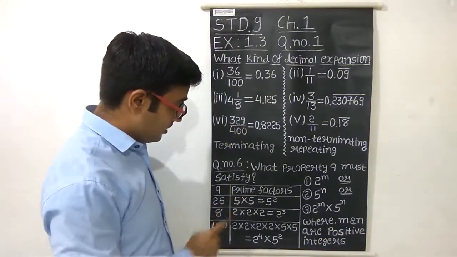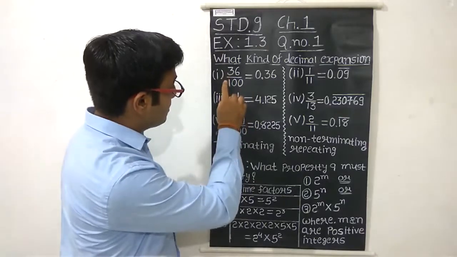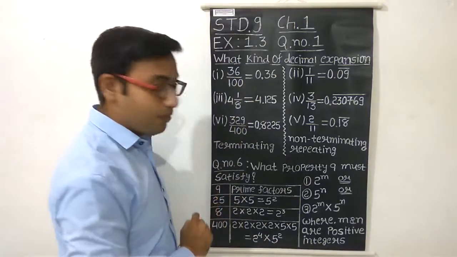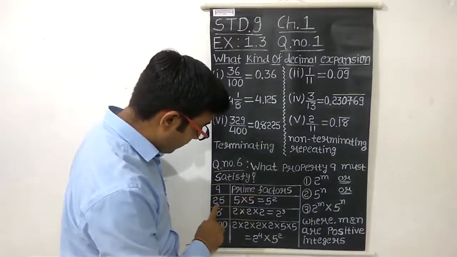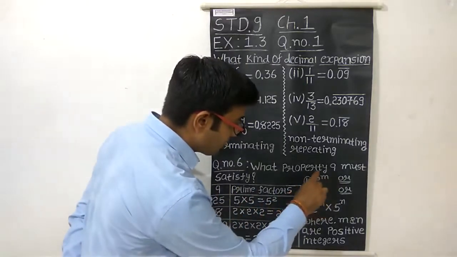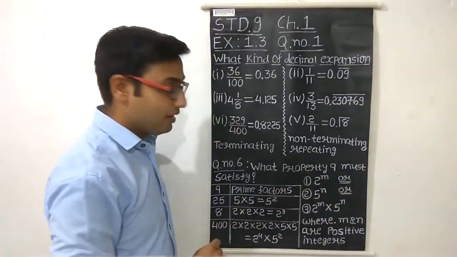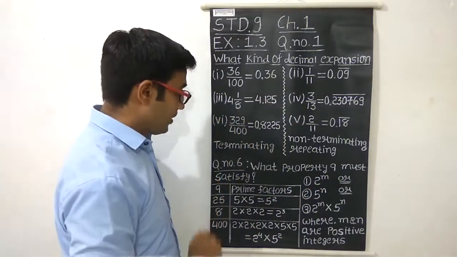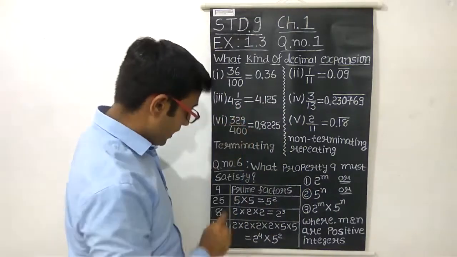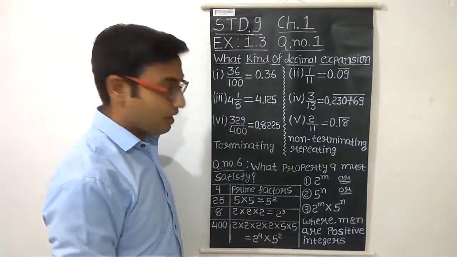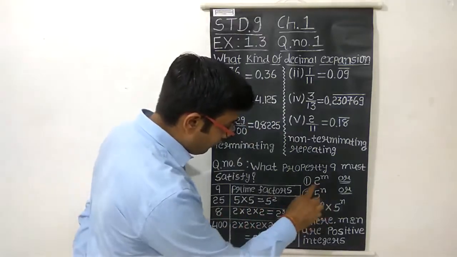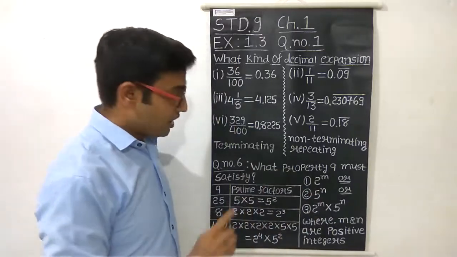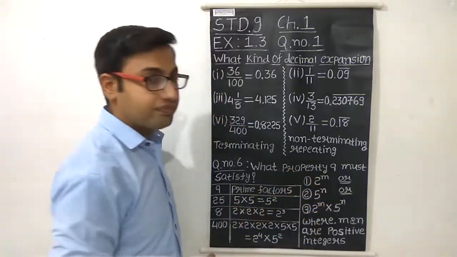Now we will compare with this. This is the first case, 36 upon 100. By cancelling out the common factor, we get q as 25, and the prime factorization of 25 is 5 raised to 2. That is the case of 5 raised to n, so it has a terminating decimal expansion. The second one is 8, which is 2 raised to power 3. That means it is in the form of 2 raised to m, right?